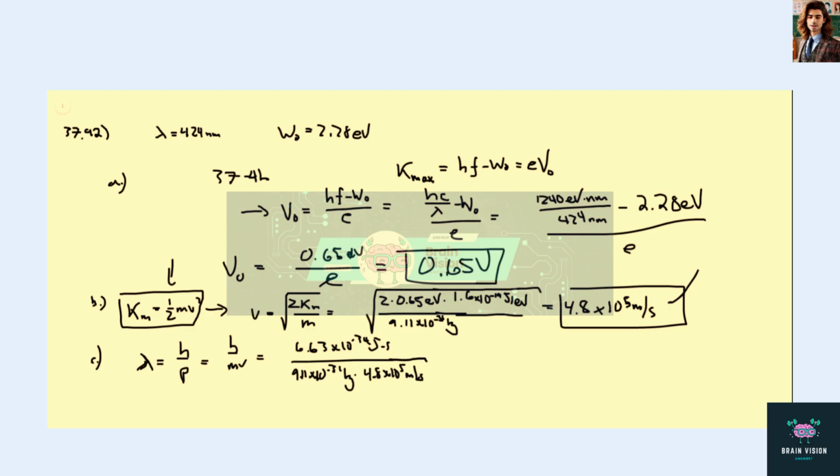Awesome. If we plug all this in, we get an answer out. Let's check that we're in SI units. Yes, yes, and yes. So our answer comes out to being 1.52 times 10 to the negative 9 meters, or 1.52 nanometers. Cool. There's the answers for everything.